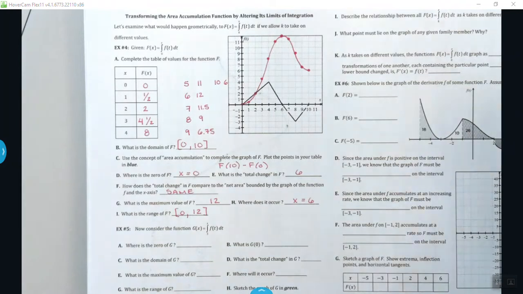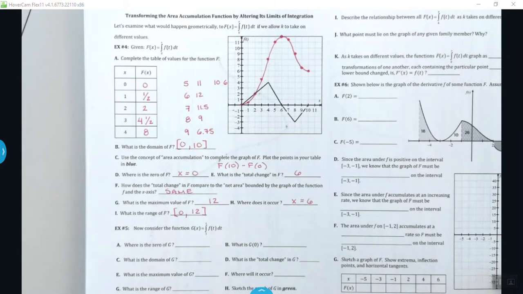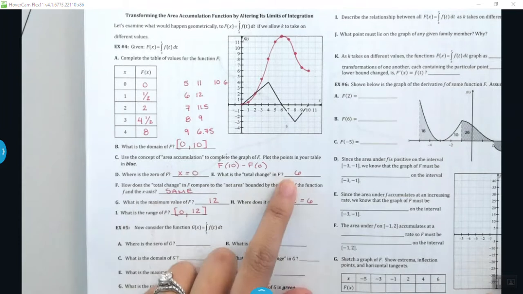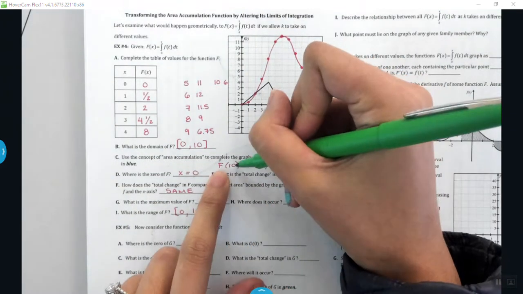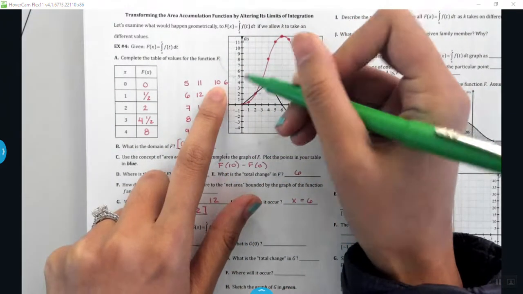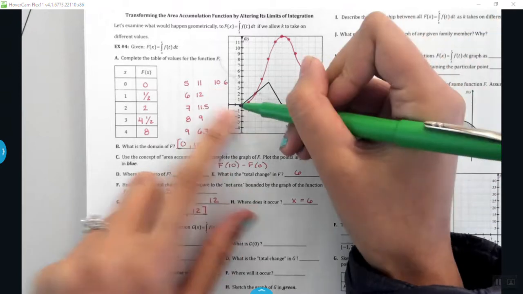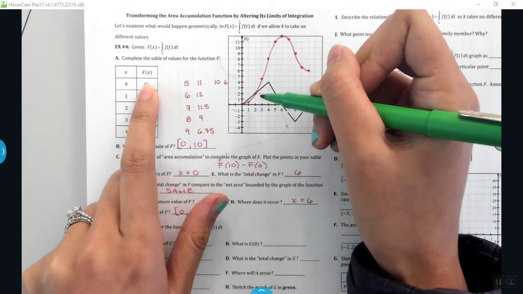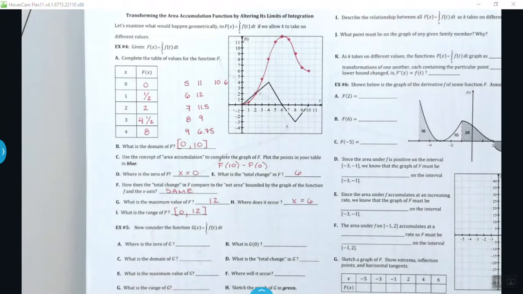Do you guys have any questions on example 4, Gabe? Yeah, how do you do this? It's just f of 10 minus f of 0. So f of 10 is 6, f of 0 is 0. So 6 minus 0 is 6.